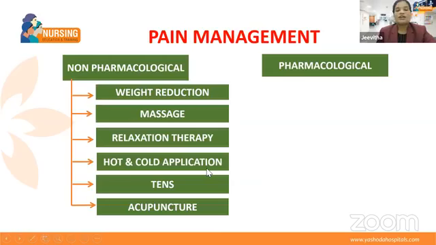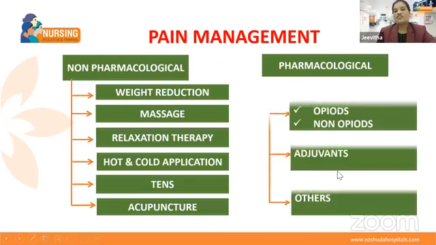But one point I would like to address here: if it is very severe pain, do not go for non-pharmacological first. Pharmacological treatment will be taken as the priority, and then we go for non-pharmacological. Then TENS, which is transcutaneous electrical nerve stimulation. This is also a non-pharmacological technique where they reduce the pain by giving a low electrical voltage. And acupuncture addresses the trigger points of the pain.